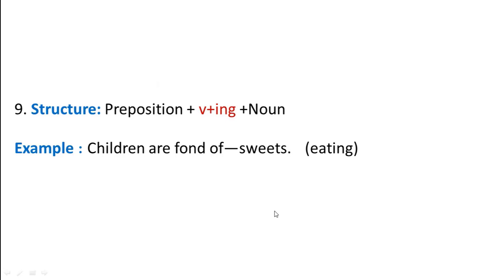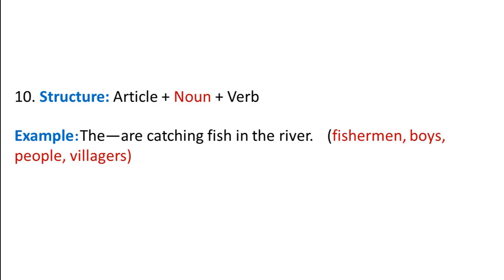Look at number 9. If you find preposition, then gap, then noun, in this structure or in this sentence, you can use a verb plus ing to fill up the gap. Look at an example. Children are fond of dash sweets. You can use here fond of eating sweets. You see here after preposition we use verb plus ing, eating.